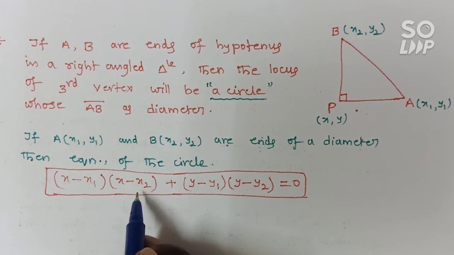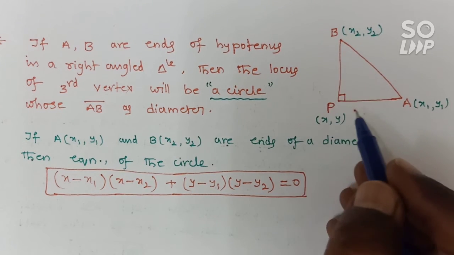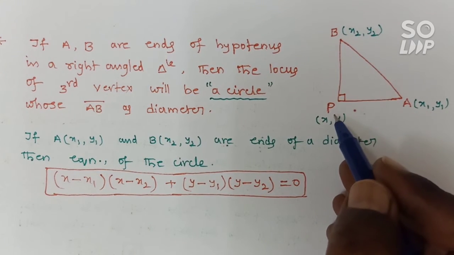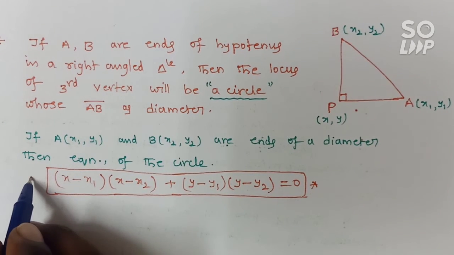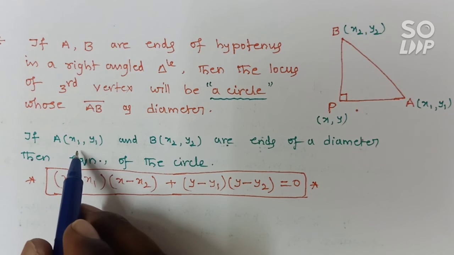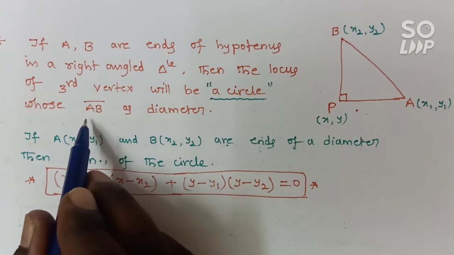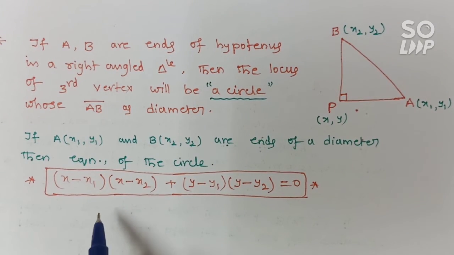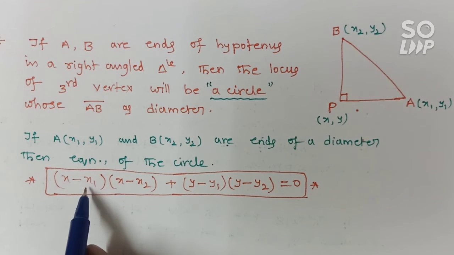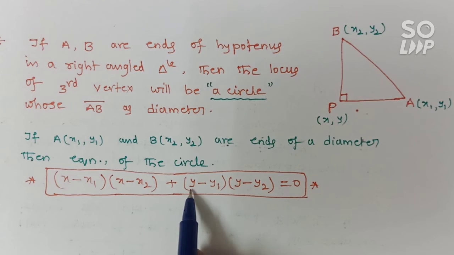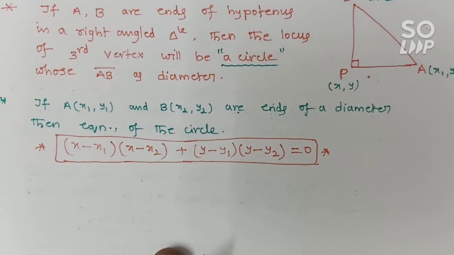Now by using this formula, if the ends of the hypotenuse of a right angle triangle are given and we are asked to find the locus of the third vertex, you immediately apply this formula. Why? Because the ends of the hypotenuse are given, the locus of the third vertex will represent the circle with AB as the diameter. So what is the circle when A and B are the ends of the diameter? (x minus x1)(x minus x2) plus (y minus y1)(y minus y2) is equal to 0.